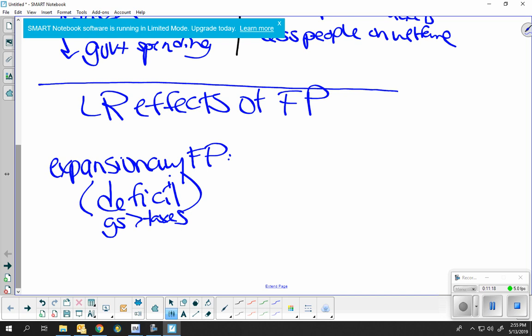It wouldn't matter whether it was automatic or discretionary. It only matters if it's expansionary or contractionary. Both expansionary fiscal policies, automatic or discretionary, will cause a deficit. And both contractionary fiscal policies, whether they do it on purpose or by accident, will cause a surplus.